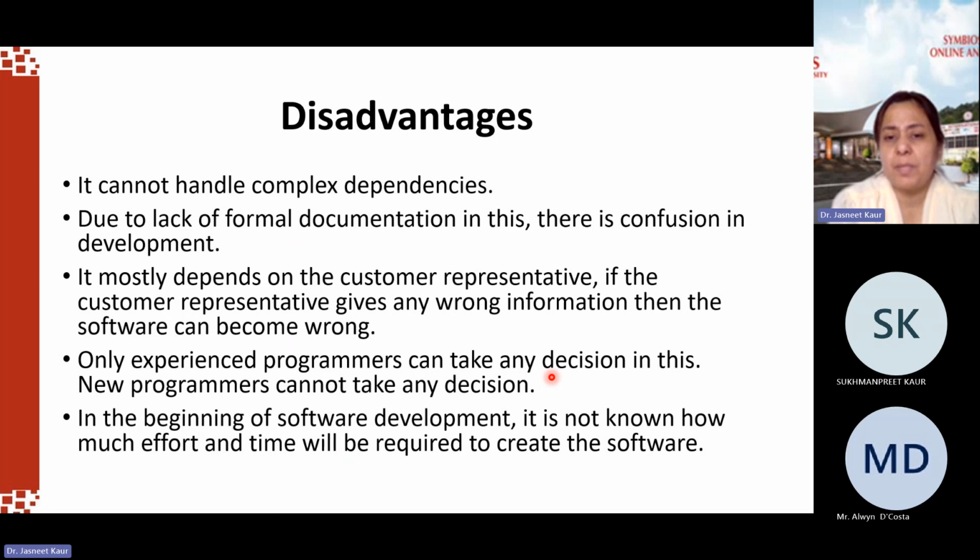Only experienced programmers can take decisions in this. New programmers cannot take decisions because old programmers know that, yes, this kind of feedback is not correct. So in the beginning of the software development, it is not known how much effort and time will be required. Whenever we are taking reviews and feedback, how much time and money it will require to develop the software is unpredictable because it depends on the customer's reviews. So all these kinds of models are unpredictable.